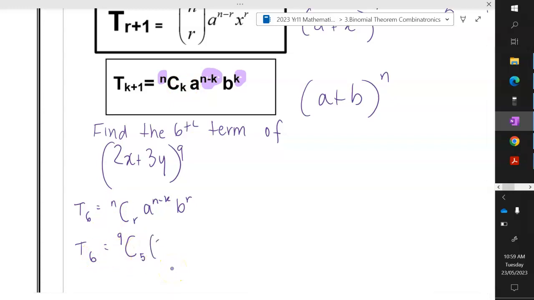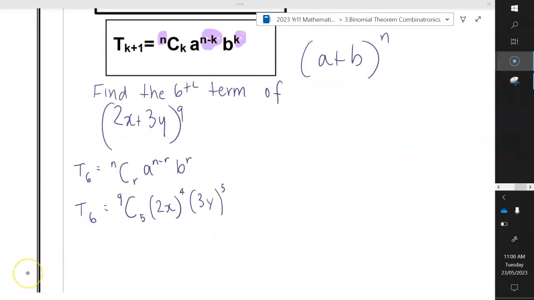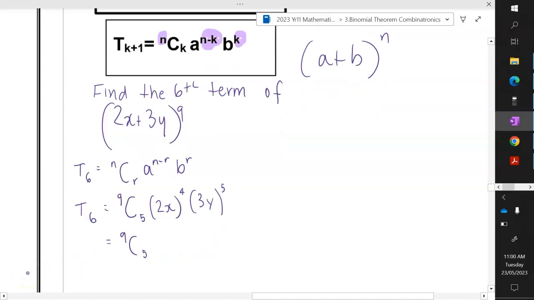Our a relates to our 2x, the first part of our bracket. We have n minus r, which is 9 minus 5, which is 4. Then we've got our 3y in the second part of the brackets, to the power of 5, and our 5 and 4 must add to 9. So the 6th term would be 9C5 times 2^4 x^4 times 3^5 y^5.